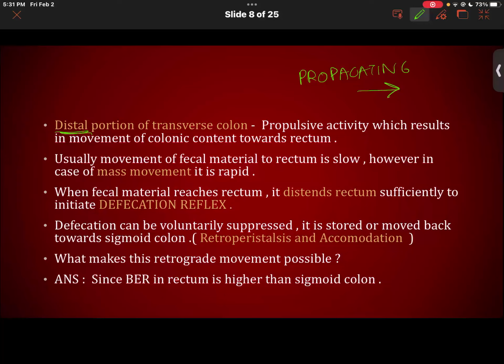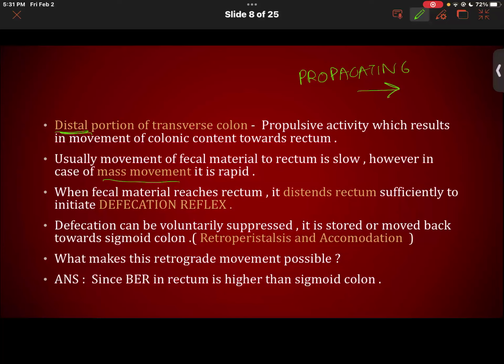Usually, the movement of fecal material towards the rectum is slow. However, in cases of mass movement, it is rapid. So let's just keep the sentence over here because we're going to have a few slides about mass movement in a bit, and I'll explain this over there.